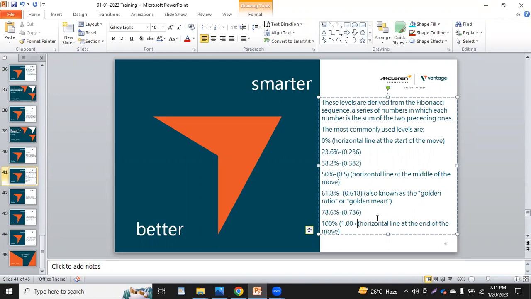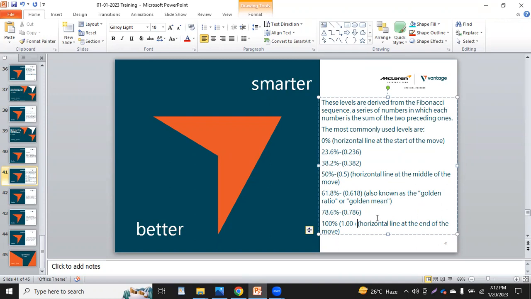Okay, so the 0% is the horizontal line. There's the 23.6, which is 0.236. There's the 38.2. These numbers, there's a formula for arriving at them, and usually it's mostly addition, adding together the previous two numbers. Adding together the previous two numbers is how you get to the next number, right? But we are not going to be bothering about how they arrived at these numbers. That's not important. What's important is which ones are relevant and how we can use them.